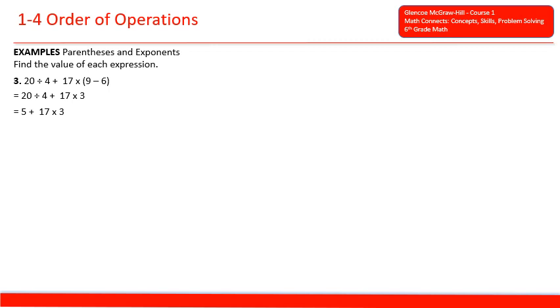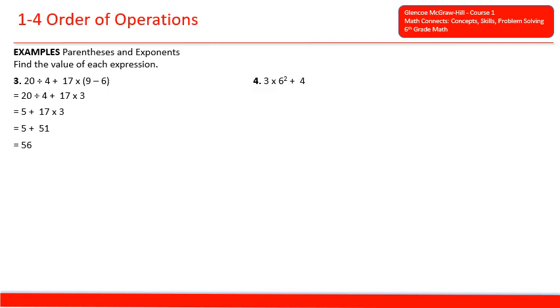Now we have to do the multiplication, because that comes before addition in PEMDAS. So 3 times 17 is 51. And just a little tip for you, 51 is a number I like to use on quizzes and tests for prime or composite. So 3 times 17 equals 51. It is a composite number, even though it feels like it's a prime number. 5 plus 51 equals 56.